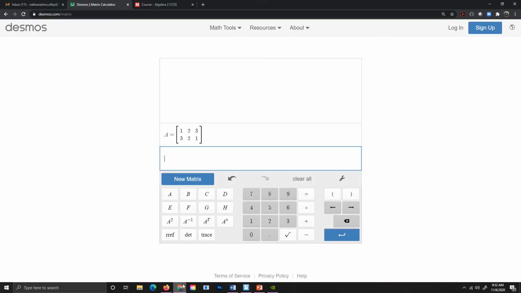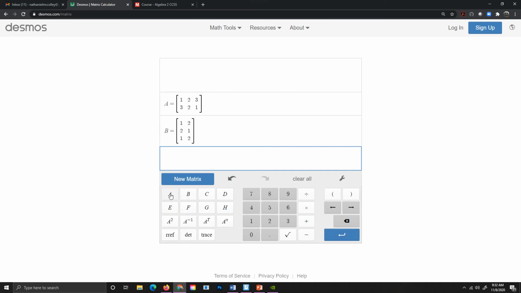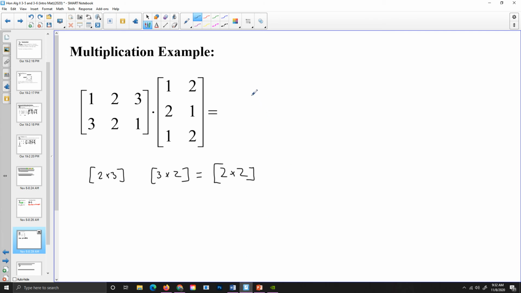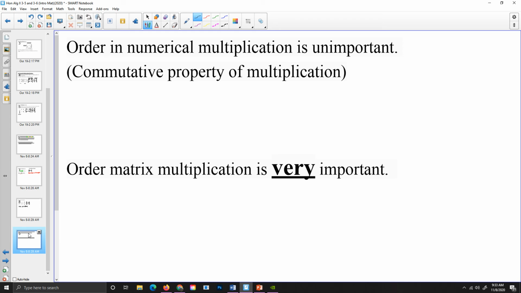So we can remember that, I think. And so new matrix B has 3 rows, and then it was 1, 2, 2, 1, and then 1, 2 again. And we'll click enter. And now all I have to do is A, B, and it multiplies them together, and I get 8, 10, 8, 10. So this matrix multiplication here will be a 2 by 2, and it'll be 8, 10, 8, 10.